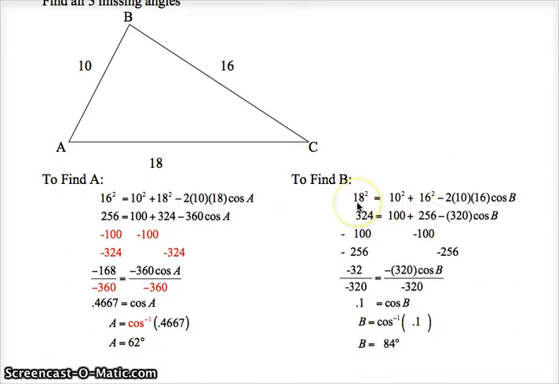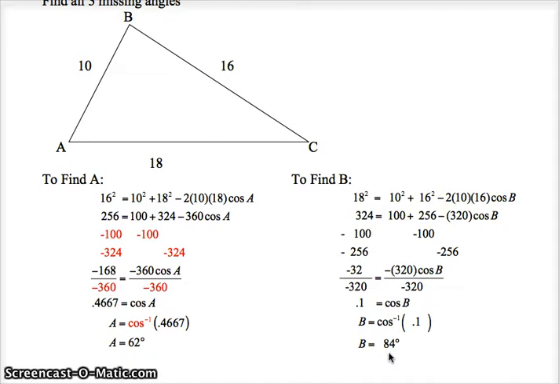So checking your setup, you should have 18 squared, because that's the side across from our B. Notice the left side is our side B, and on the right side we're solving for B. Our other two sides, 10 and 16, go in for the other values. We can simplify them if we want to, but we need to isolate cosine B. So we subtract the 100 from both sides and we subtract the 256 from both sides. We're left with negative 32 is equal to minus 320 times the cosine of B. Divide by that coefficient, so we're left with 0.1 is equal to the cosine of B, and take the inverse cosine of the 0.1 to get 84 degrees.